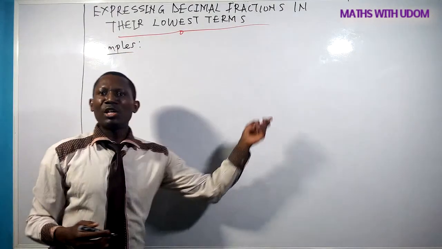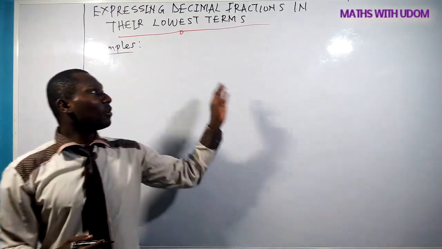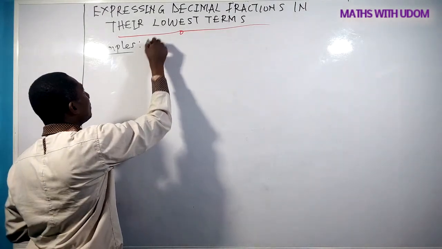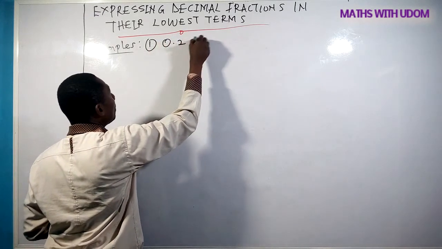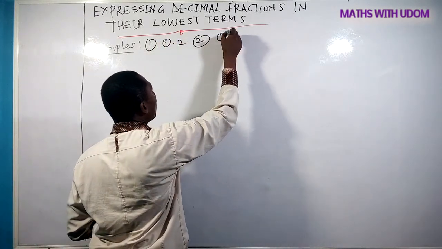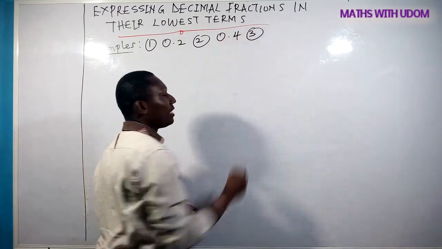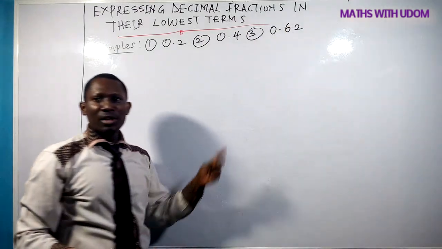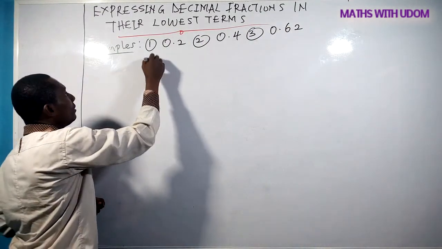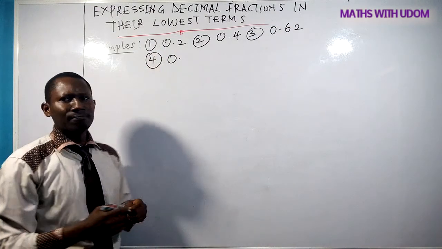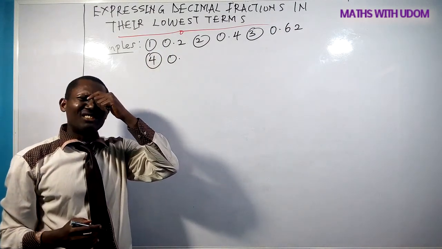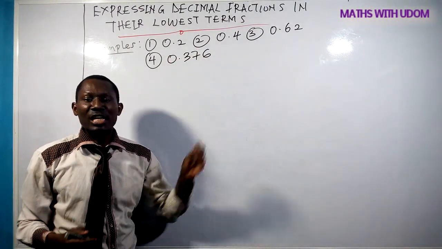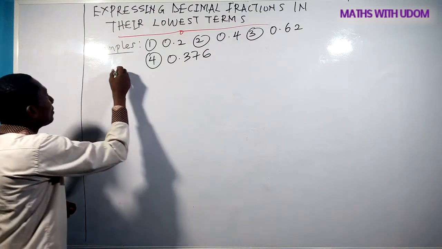Let's express the following decimal fractions in their lowest terms. Number 1, 0.2. Number 2, 0.4. Number 3, 0.62. Number 4, 0.7. And 0.376. So let's look at these examples. Solution.